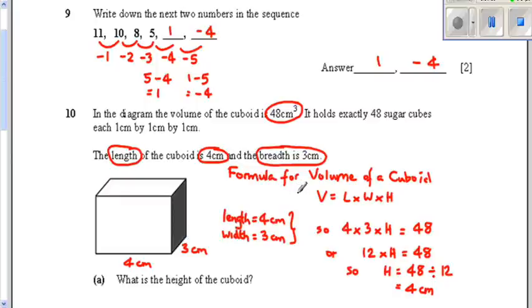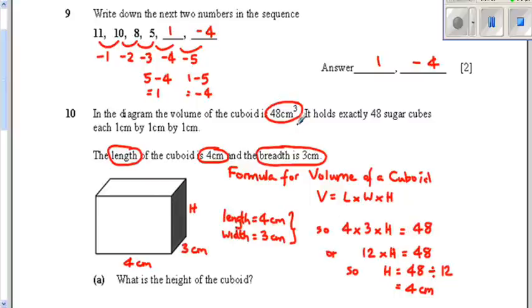And next thing is you need to remember the formula for the volume of a cuboid is length times width times height. So we know then we've got some numbers to put in. We know the length is 4, we know the width is 3, and we don't know the height. We're trying to find out what the height is. This is the one we don't know. So we've got 4 times 3 times h, and that equals 48.